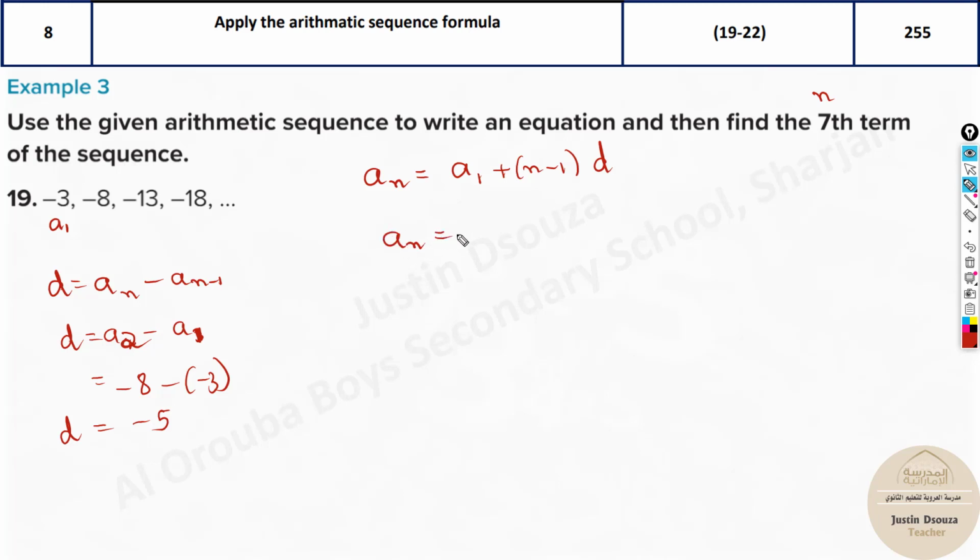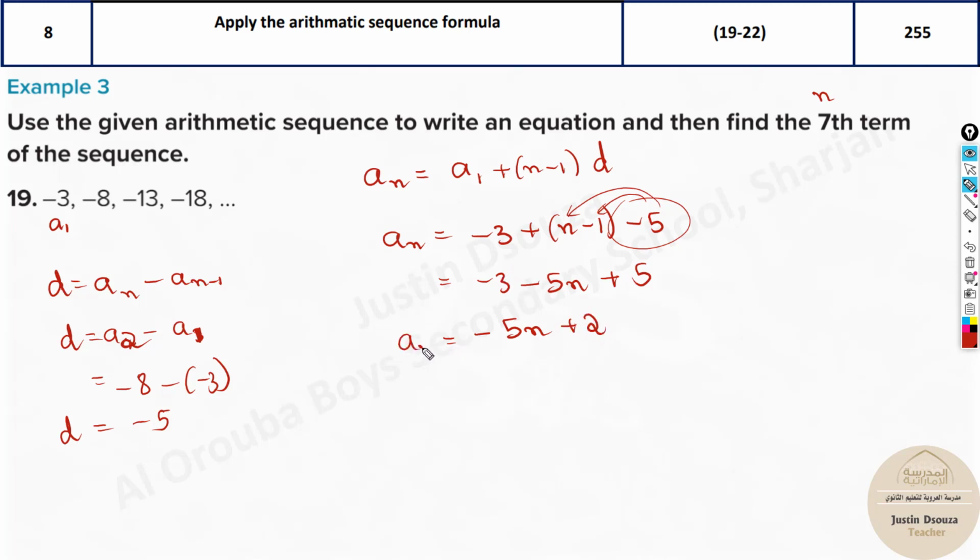The nth equation is given as the first term, that is minus 3 plus. Now, initially, don't write anything for n. Just write n minus 1 times d, which is minus 5. Now, we can simplify it further. By the distributive property, this minus 5 is multiplied in both cases. It will be minus 5n plus 5, because minus 5 times n is minus 5n and minus 5 times minus 1 will be plus 5. The answer over here will be minus 5n plus 5 minus 3, which is plus 2. This is the nth equation.